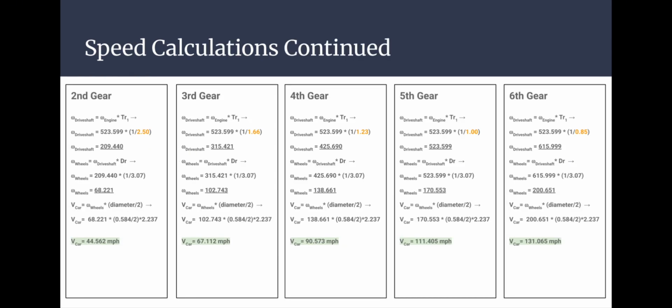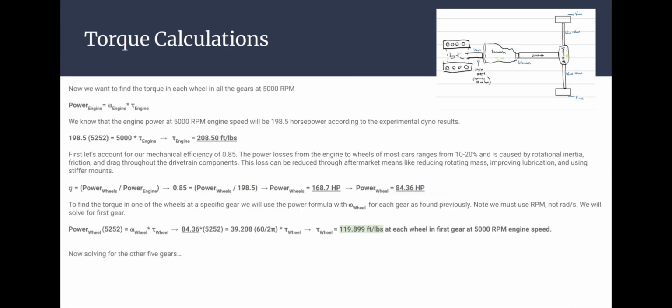So we kind of just did them all here, pretty much the same. The only thing you're changing is the gear ratio. And we got 44.52 for the second gear, 67.1 for the third gear, 90.57 for the fourth gear, 111.4 for the fifth gear, and 131.06 for the sixth gear. So as you can see, sixth gear, highest gear ratio, you're going way faster than first gear at the same engine RPM. So now we can move on to our torque calculations.